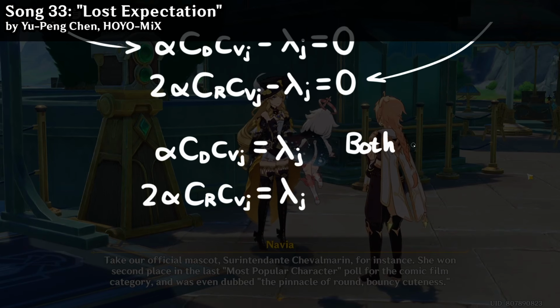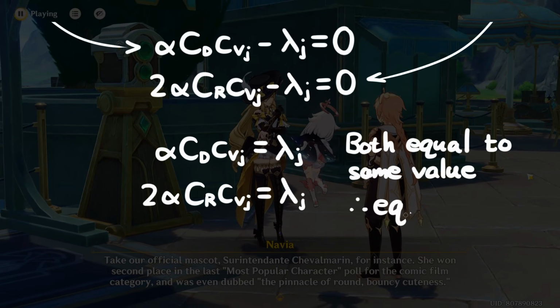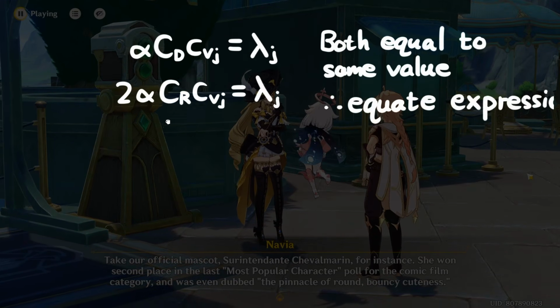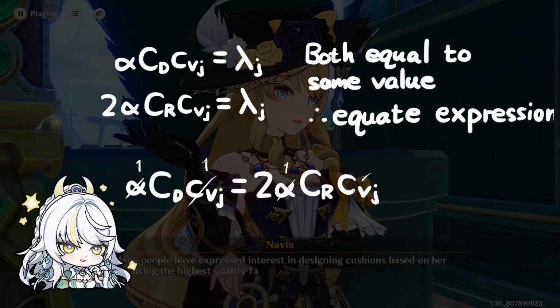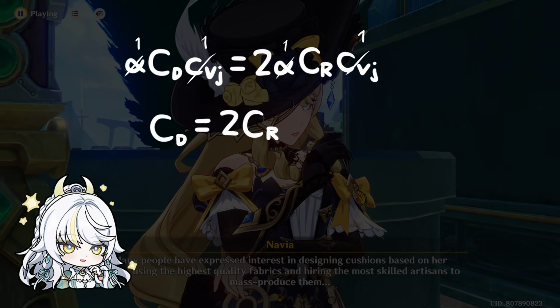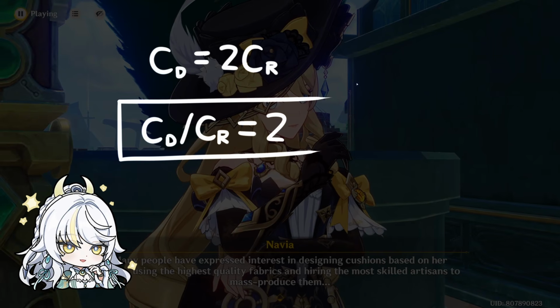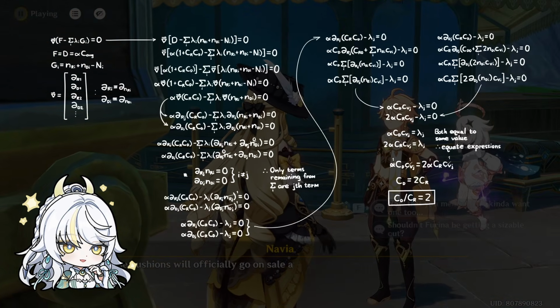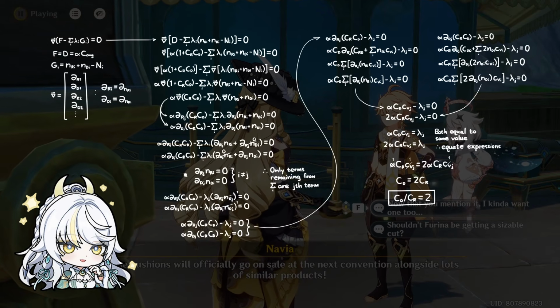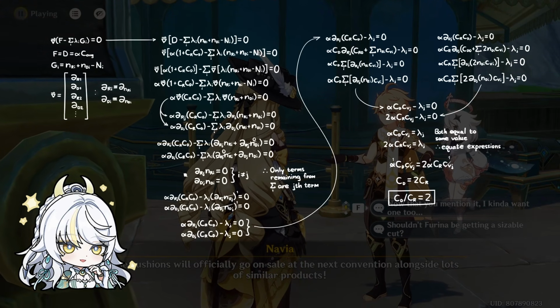What we can recognize is that both equations are equal to lambda j, so we can equate them to each other. And there you have it, a mathematical proof that 2:1 is the optimal crit damage to crit rate ratio, or alternatively, you could have a crit rate to crit damage ratio of 1:2.